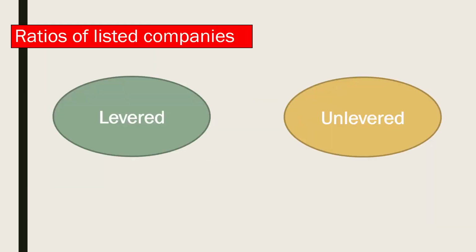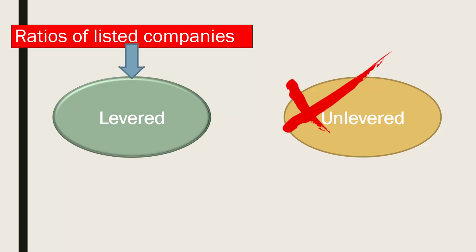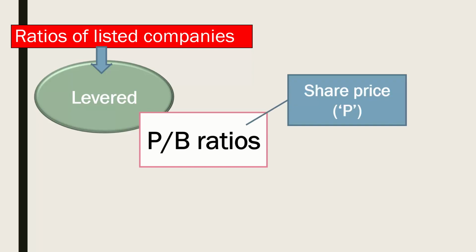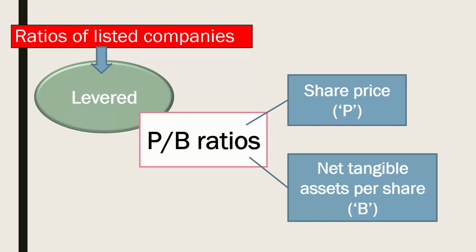Ratios of listed companies published in the financial media or supplied by the major providers of financial information are usually levered or company ratios. For example, price-to-book ratios are usually based on the listed share price of a firm's equity, the P, and the firm's net tangible assets per share, the B. A firm's net tangible assets will include both operating and financial assets and liabilities.